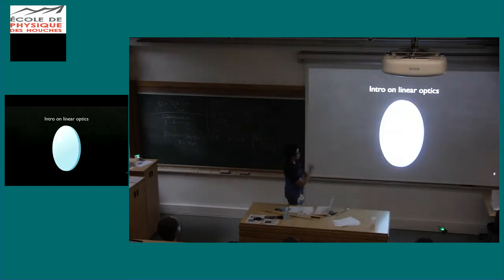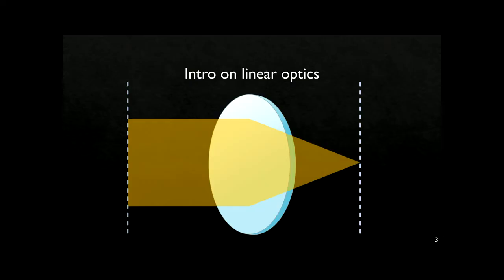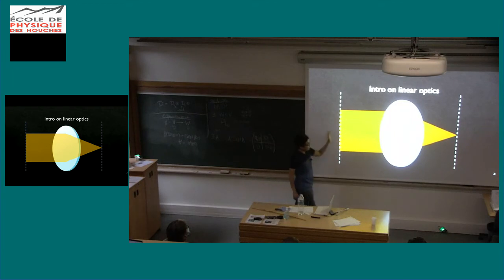To start with very simple things, I will introduce linear optics. So what is linear optics? Basically, this is a lens. If we shine light on this lens, for example a plane wave, it will focus on a point. This is something I'm sure you already know from high school, or even before when you were playing with a magnifying glass to maybe burn some leaves using the sun.